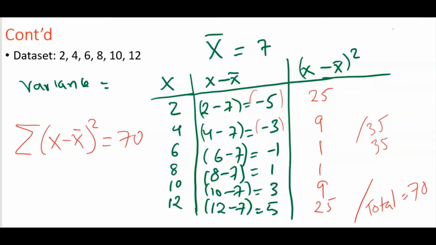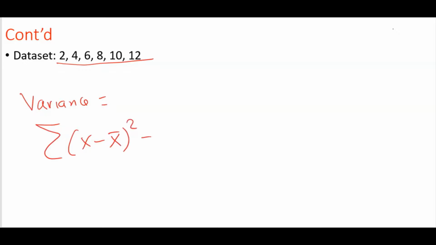Okay, let us move to the next question, which is finding the standard deviation of the data set. So in order to find this, here is just the same data set. I've just written it again. So we found our variance, which we said we will denote as summation x minus x bar squared was equal to 70.